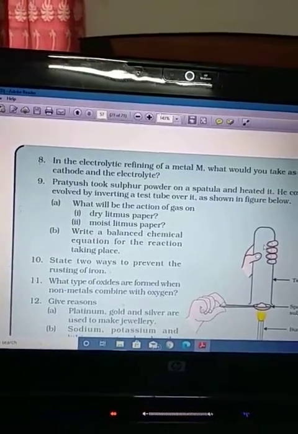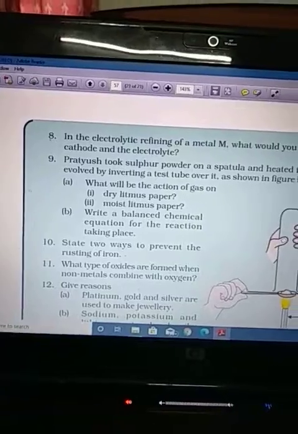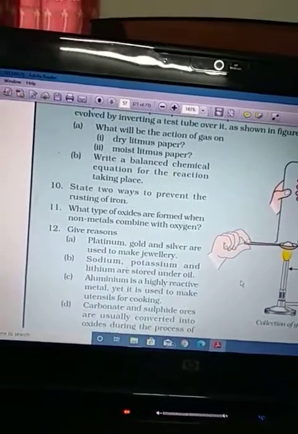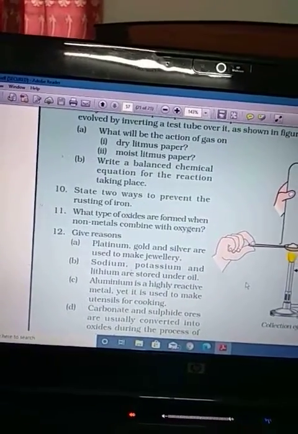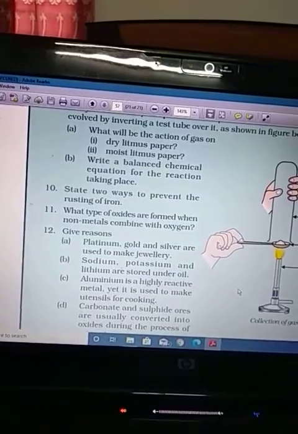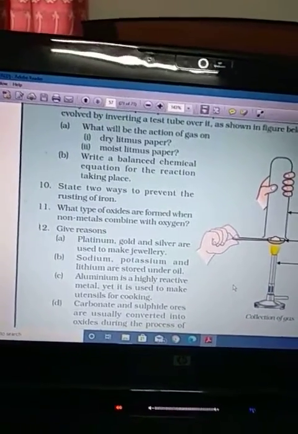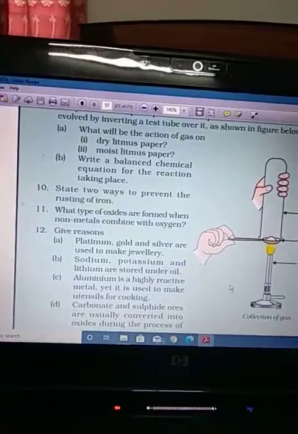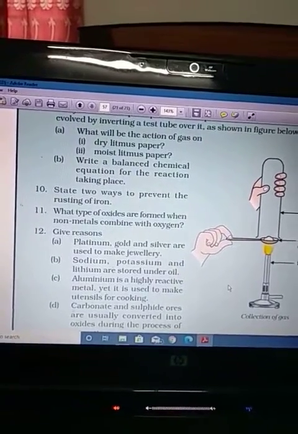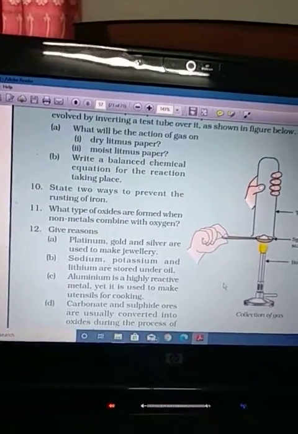State two ways to prevent the rusting of iron: by oiling, painting, alloying, galvanization, and chrome plating. So these are the different methods to prevent iron from rusting. What type of oxide? Non-metal combined with oxygen, acidic oxide will form.